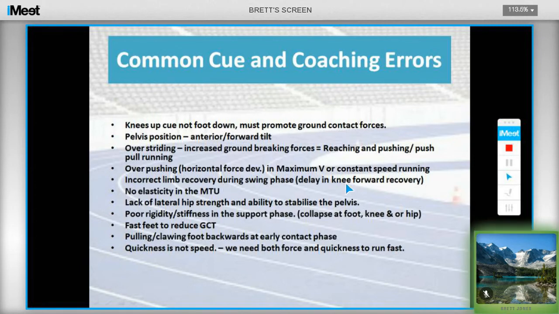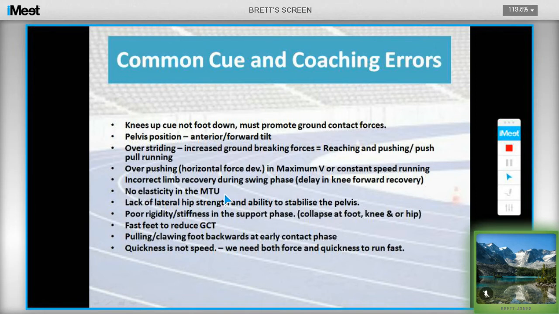Incorrect limb recovery during the swing phase. So if there's a delay in the rear foot coming forward, once we're at toe off in the running mechanics, and that rear trail knee doesn't start to recover quickly, then we end up being delayed in our ability to improve our swing phase and get into another stride cycle earlier.